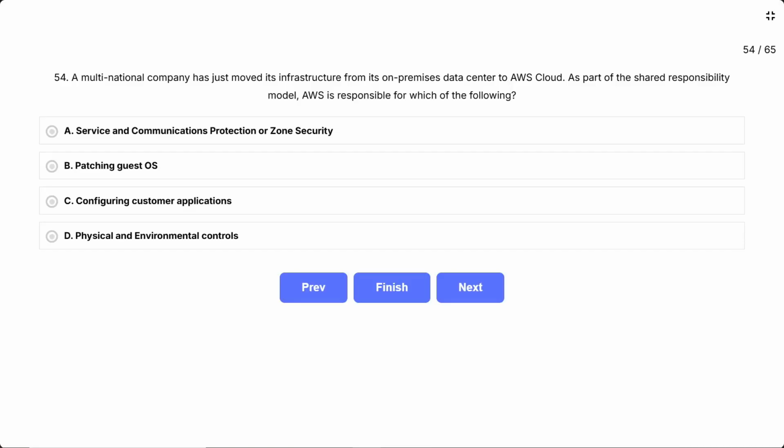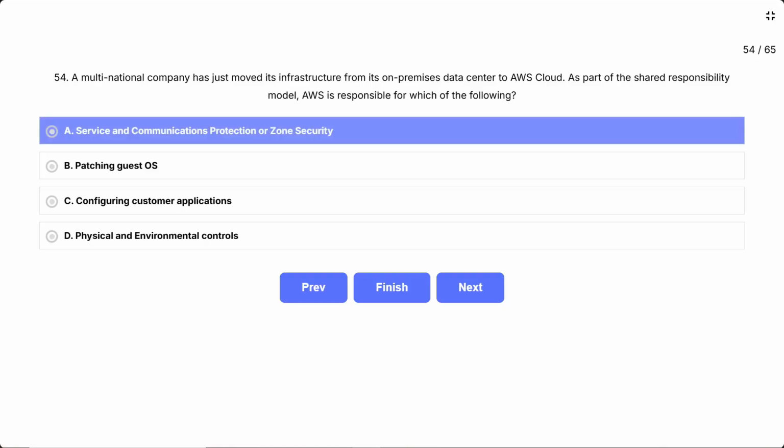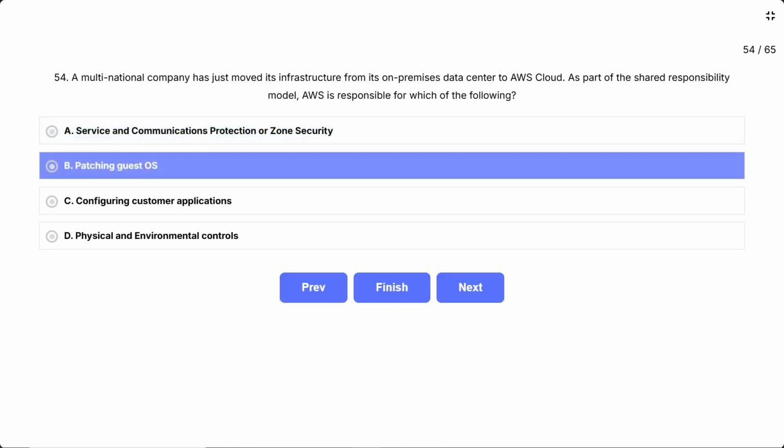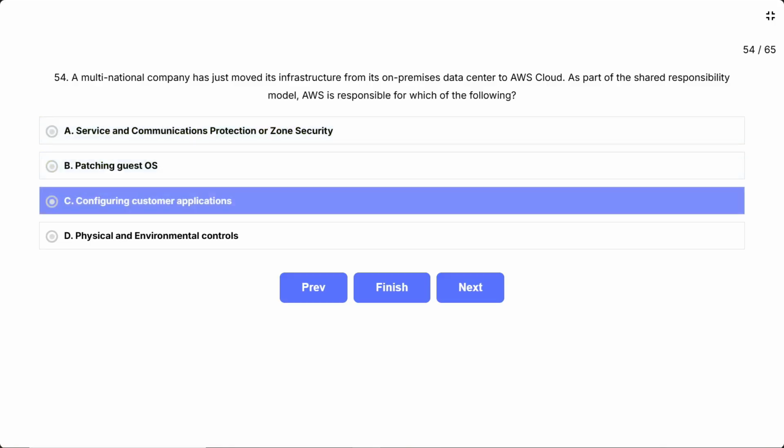Question 54. A multinational company has just moved its infrastructure from its on-premises data center to AWS Cloud. As part of the shared responsibility model, AWS is responsible for which of the following? This question tests your understanding of the AWS shared responsibility model, which divides security duties between AWS and customers. AWS handles security of the cloud infrastructure, while customers handle security in the cloud, what they build. The options are A, service and communications protection or zone security, B, patching guest OS, C, configuring customer applications, D, physical and environmental controls.